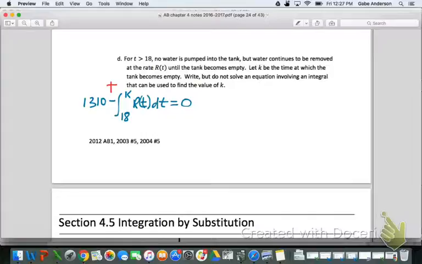So, I appreciate the math intensity here. Let's continue to progress. Natalie, you had something you wanted to add? It might be wrong, but I put the 1310 inside the integral. So tell me exactly what we should write. Integral from 18 to k of 1310 minus R of t dt.